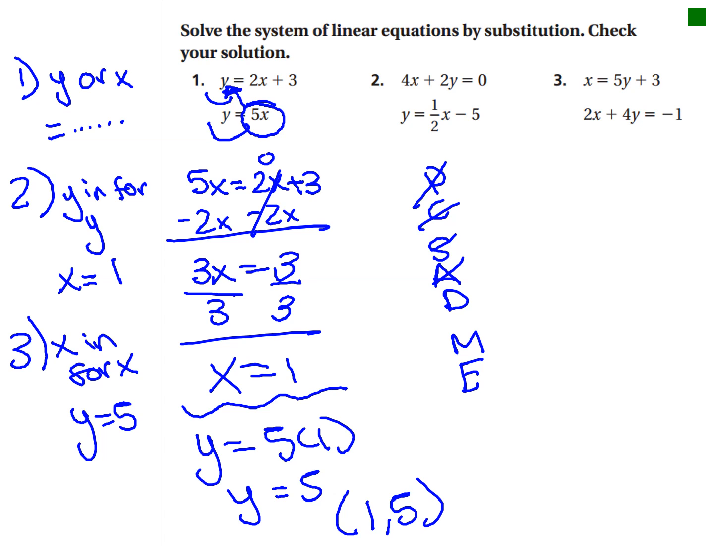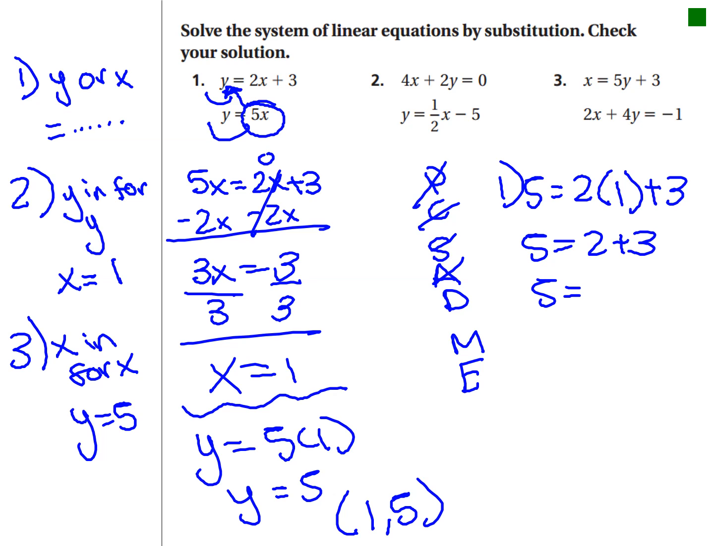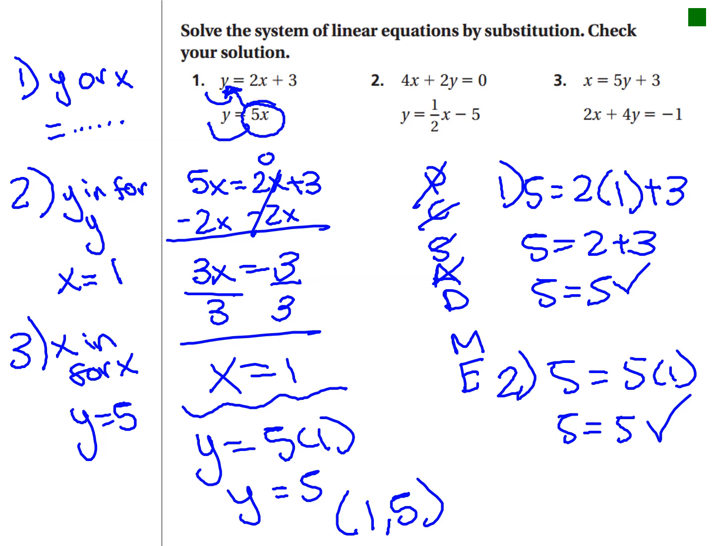We found our ordered pair, or we hope we did. 1, 5 in parentheses. How can we check that this is our answer? By plugging it in and seeing if it works out. So our first equation, we have 5 equals 2 times 1 plus 3. 5 equals 2 plus 3. Does 5 equal 5? Yes. The second equation we're going to plug it into is 5 equals 5 times 1. Does 5 equal 5? Yes. Bam, we did it. Here's our answer.